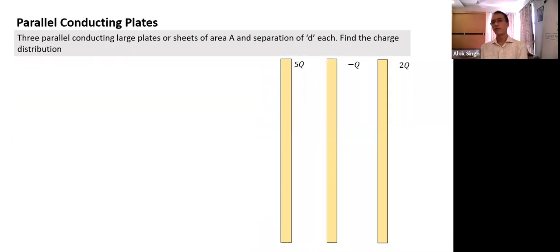Okay, now I've taken 3 parallel plates. All of area A, and the separation is d between each of the 2 plates. Find the charge distribution. So how many surfaces are there? 6 surfaces. From left to right, what is the charge distribution? All of you try and work it out on your own. Those who have difficulty, I will do it again after 2 minutes. So 2 minutes for all of you to work out the charge distribution.